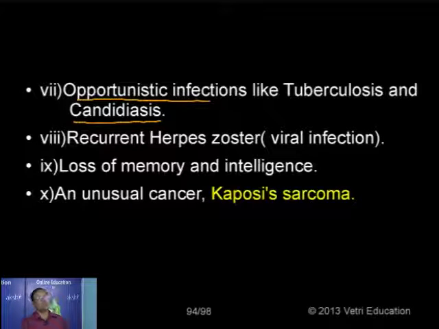Once you have immune depression in your body, not having any resistance power, you are immediately attacked with a fungal infection. That is why these are examples of opportunistic infections because of the HIV infection. Then a kind of viral infection, recurrent herpes zoster.